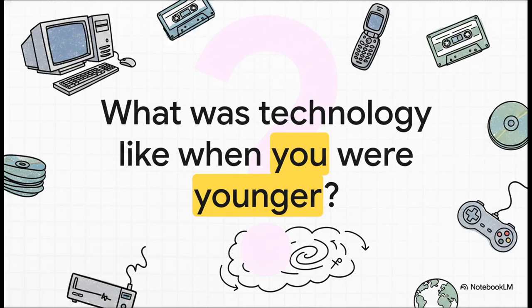I want you to just think back for a second. What was technology like when you were younger? Maybe the internet was way slower, or maybe you didn't even have a smartphone. That feeling, the way you describe what things were like, not just a single event that happened, but the whole scene, that is the absolute heart of the imperfecto.